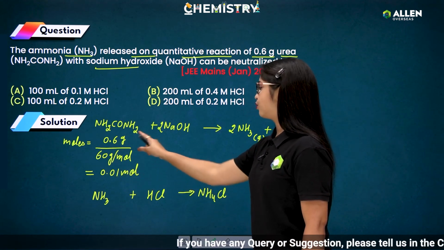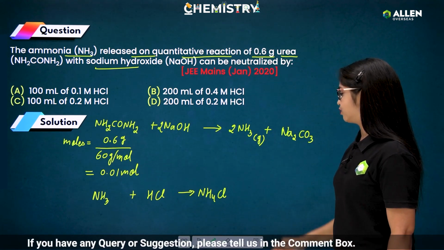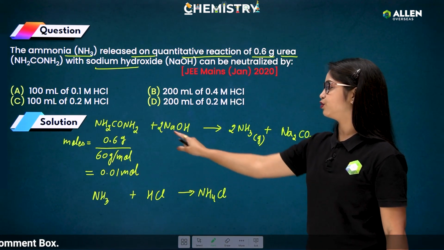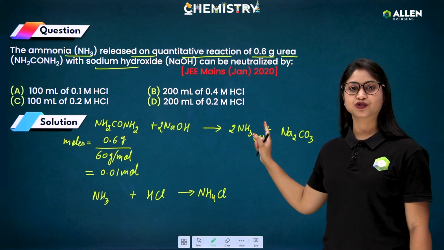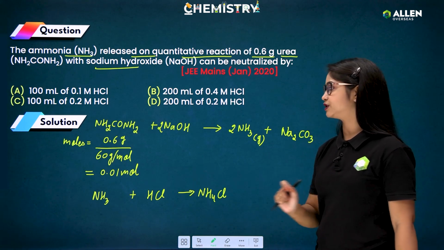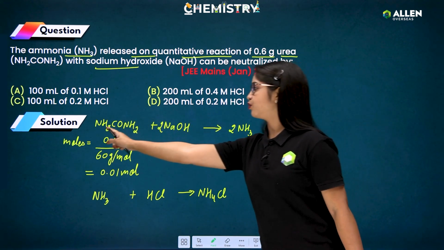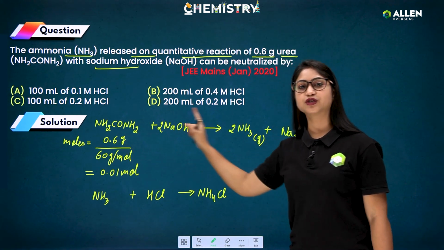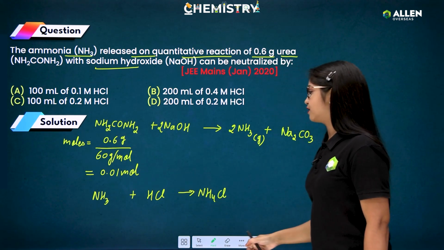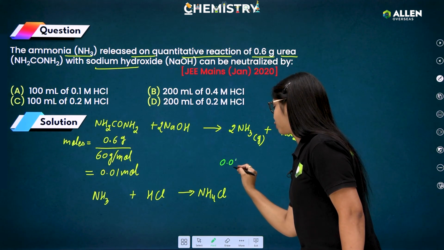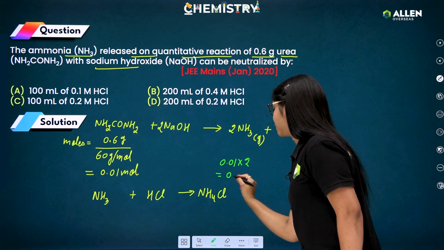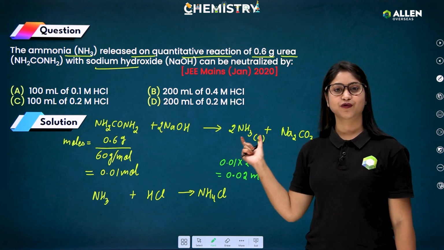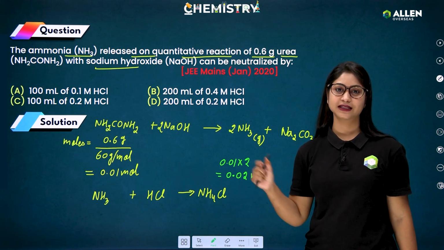1 mole of ammonia will react with 1 mole of HCl to form 1 mole of ammonium chloride, right? Now we have got the moles of urea. So from moles of urea we can find out the moles of ammonia also using the stoichiometric concept. If you have 0.01 mole of urea, how much ammonia will be produced? Just go according to the stoichiometric coefficient in the balanced chemical reaction. 1 mole of urea gives 2 moles of ammonia. So 0.01 mole will give 0.01 into 2, that is 0.02 moles of ammonia. So we have got the moles of ammonia in this reaction, right?